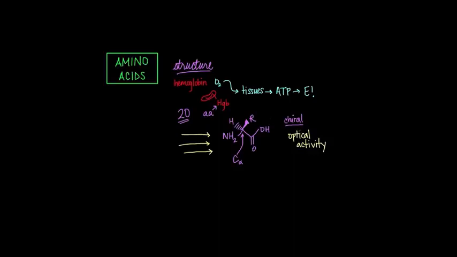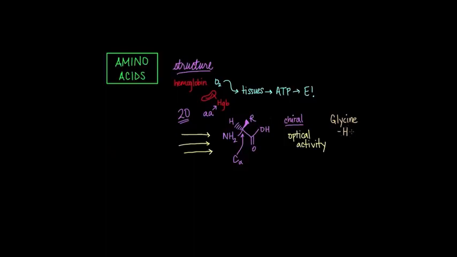Now, it's important to note that there is one exception among the amino acids for chirality, and that is the amino acid glycine. And that's because the side chain, or R group, for glycine is just a hydrogen atom. It is the simplest of all side chains, just one hydrogen atom.